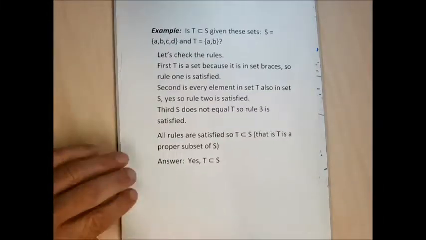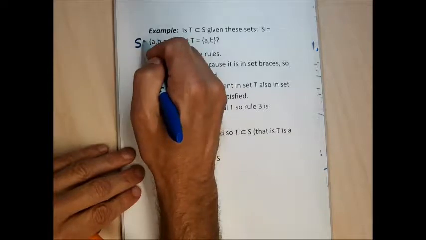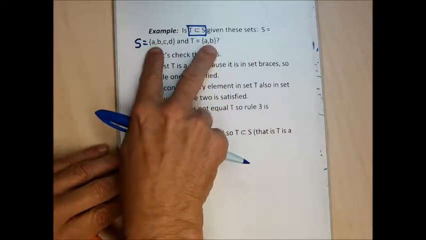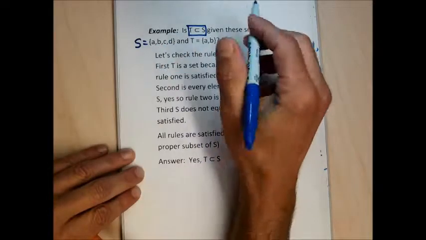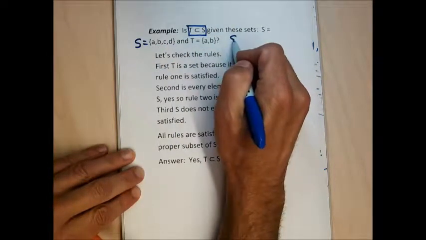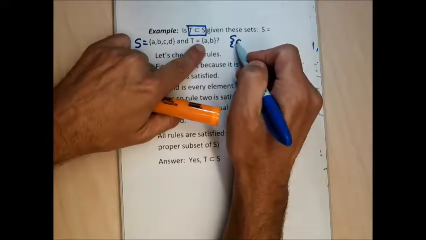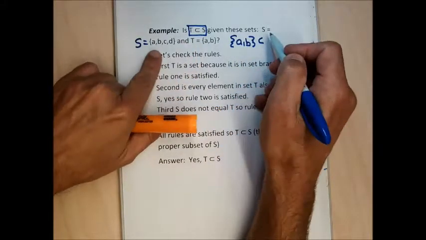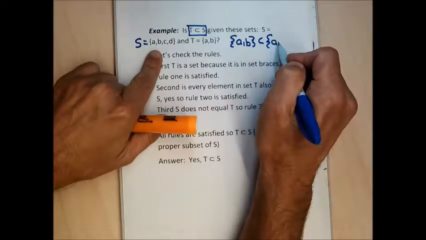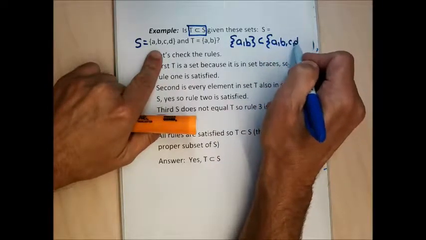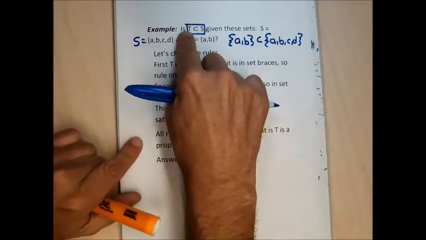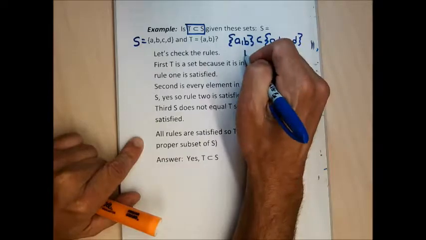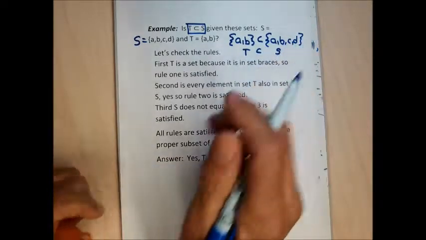All right, so let's see it this way. Is T a proper subset of S? So for these two sets, what I'm trying to satisfy is to see if T, which is the set AB, is a proper subset of the set S, which is a set containing A, B, C, and D. In order for the set T to be a proper subset of S, I need to satisfy three criteria.